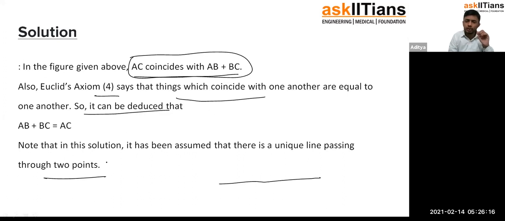The reason it is important is because if we did not know that there is a unique line, then maybe through A and B this line is passing, maybe through B and C this line is passing. So it is important to assume here that a unique line passes through any 2 points, right?